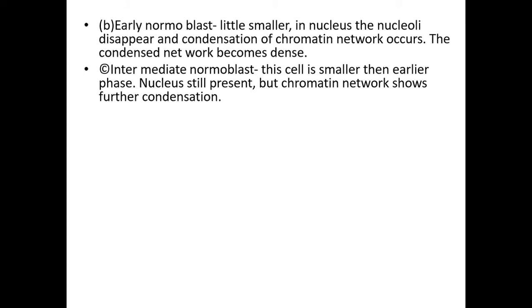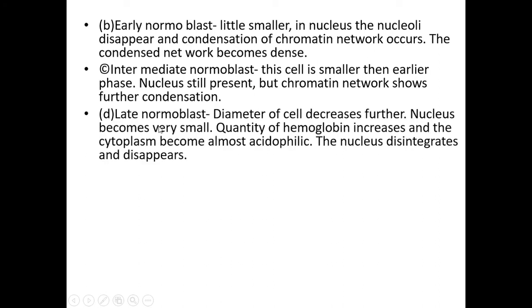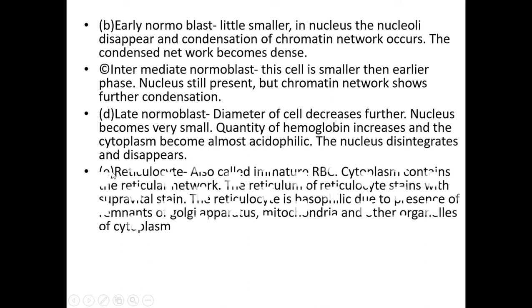The next step is intermediate normoblast. The cell is smaller than the earlier phase. Nucleus is still present but the chromatin network shows further condensation. Late normoblast: the diameter of the cell decreases further, the nucleus becomes very small, the quantity of hemoglobin increases and the cytoplasm becomes almost acidophilic. The nucleus disintegrates and disappears.